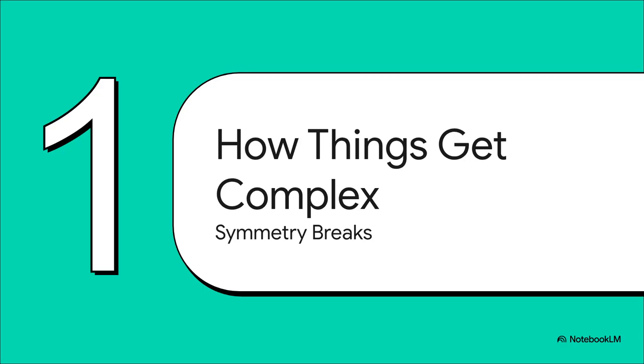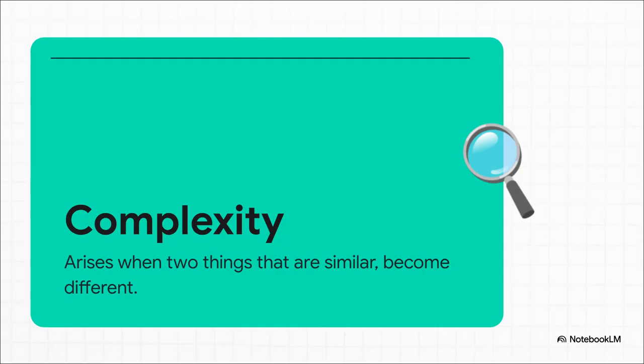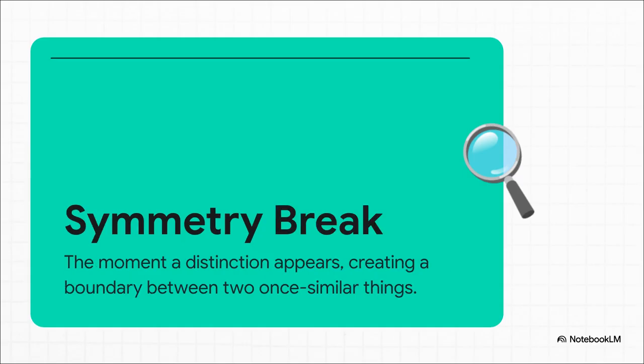Think of this next part as a little mini masterclass in how the world organizes itself, from a tiny single cell all the way up to an entire culture. The basic idea is, believe it or not, super simple. Complexity isn't about having a million messy, chaotic parts. It all starts at the most fundamental level, at that exact moment when two things that used to be exactly the same suddenly aren't.